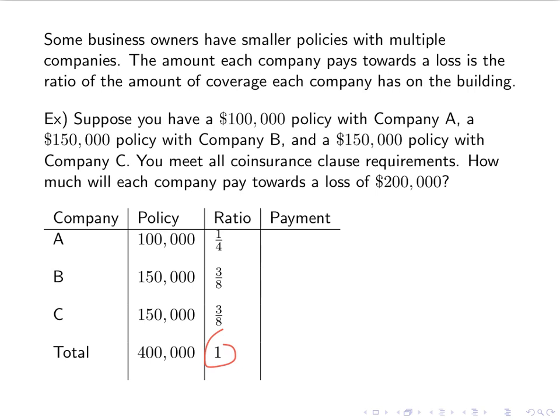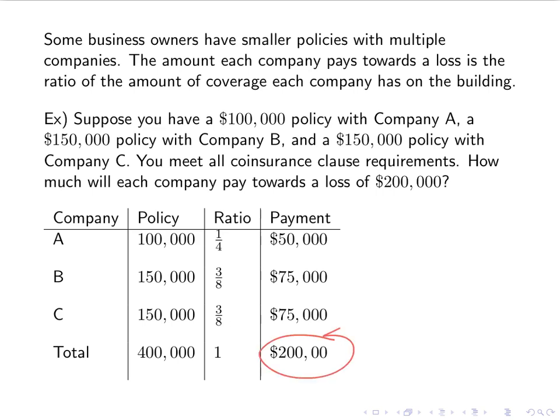Okay? And then we're going to take the ratio and multiply it by the loss. So a quarter of 200,000, that's 50,000, then 3/8 of 200,000, and that's going to be the same for B and C. You get 50,000, 75,000, 75,000. So again, you're just multiplying the ratio by the loss. Add them up. Make sure your total loss is what the loss was. Again, the companies won't pay more than the loss, so make sure that they equal the same thing.